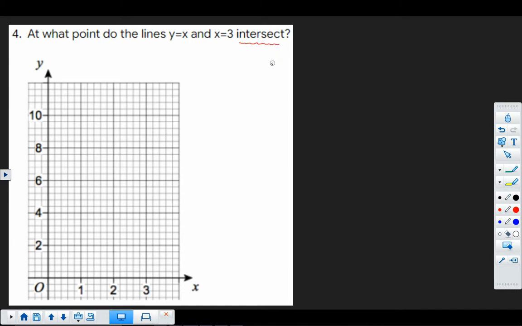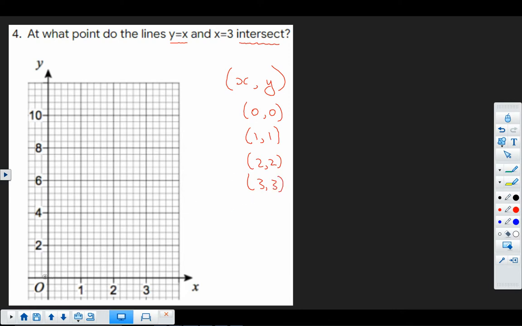Okay, well, this word intersect means cross. So I've got to find out where these 2 lines cross one another. Well, this first one, y equals x. When you're thinking about this, what I want you to think about is the coordinates, x and y. And what we're told here is that these are equal. So let's think of some points where these are equal. Well, they're equal at 0, 0. They're equal at 1, 1. They're equal at 2, 2, and so on. Okay? So where are these points?